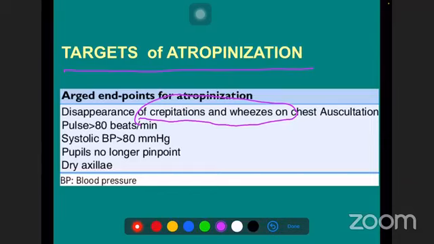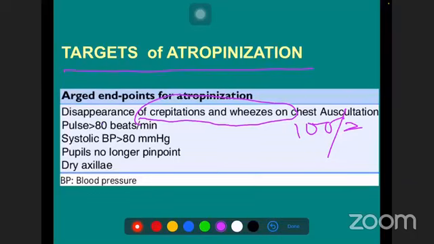If it is above 100, then we have to consider that it is atropine poisoning. Systolic blood pressure should be more than 80 millimeter of mercury. And pupils no longer pinpoint. We will not say that the pupil will be dilated; what I am saying is that the pupils are no longer pinpoint.